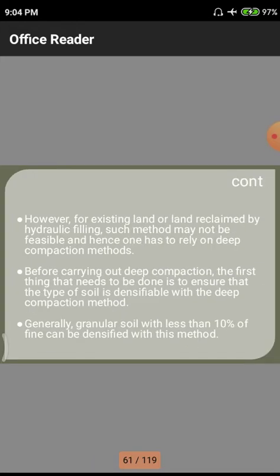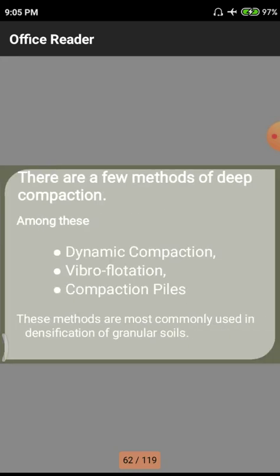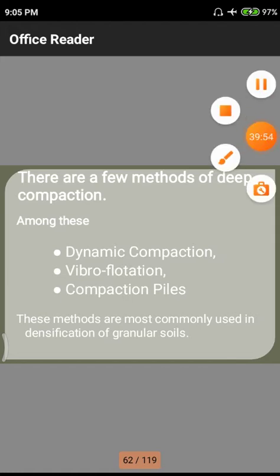In some cases we need to overcome the particular land, and overcome means we need to totally change it, whatever land is lying in the particular area, the total soil strata has to be replaced with another kind of material, due to lack of soil parameters and problems. Generally granular soils have 10% fine matter. What are the different types of compaction we are using? Dynamic compaction, vibroflotation, and compaction piles.